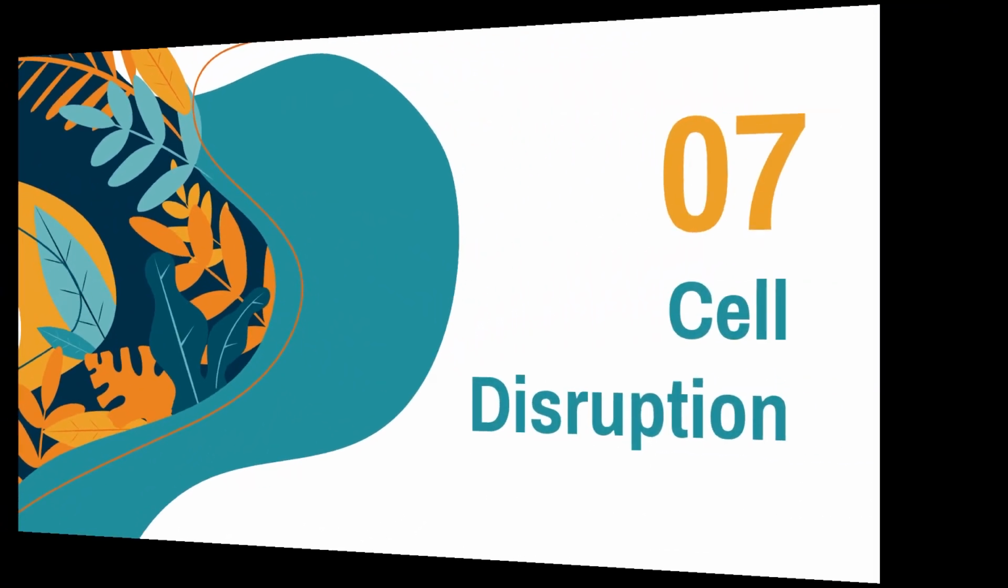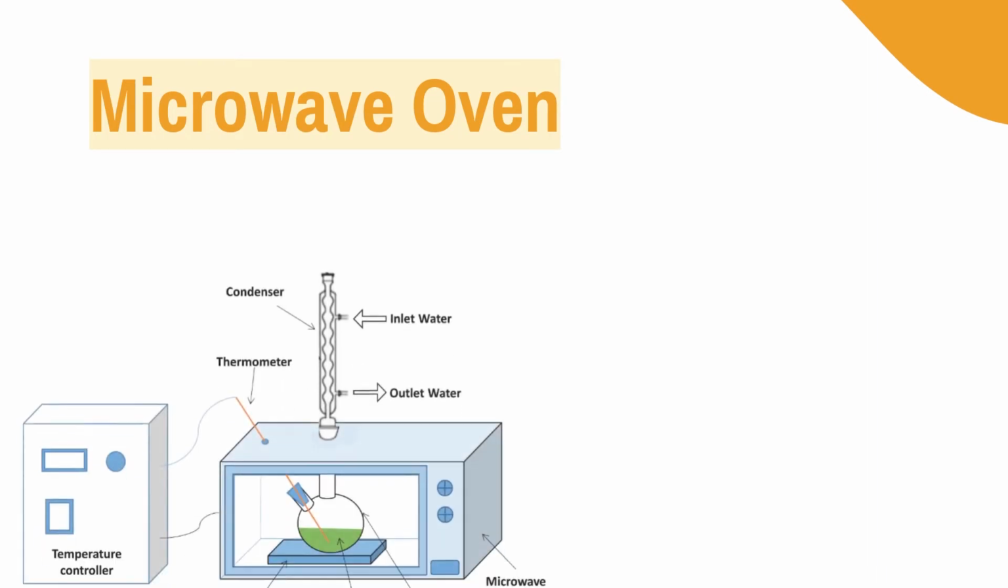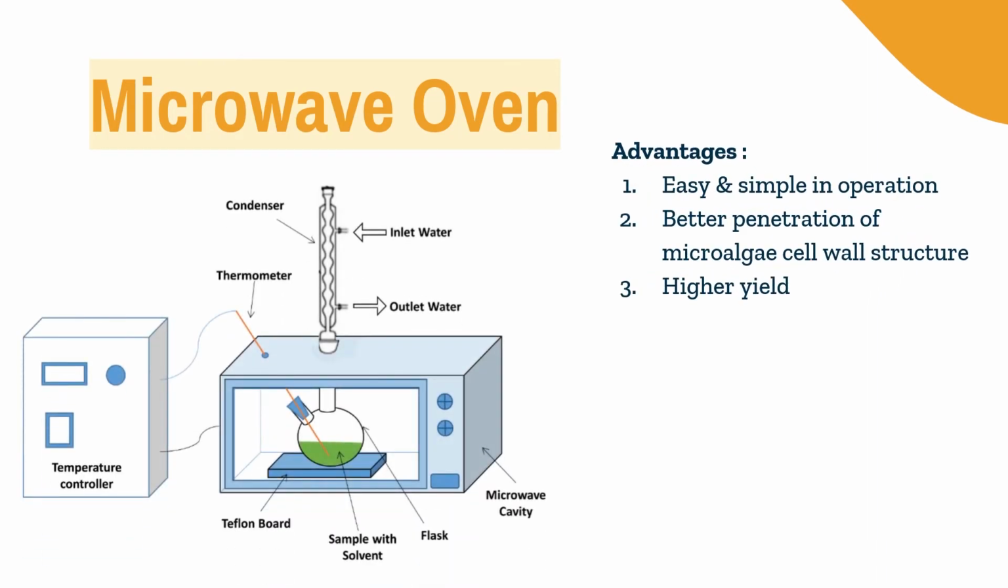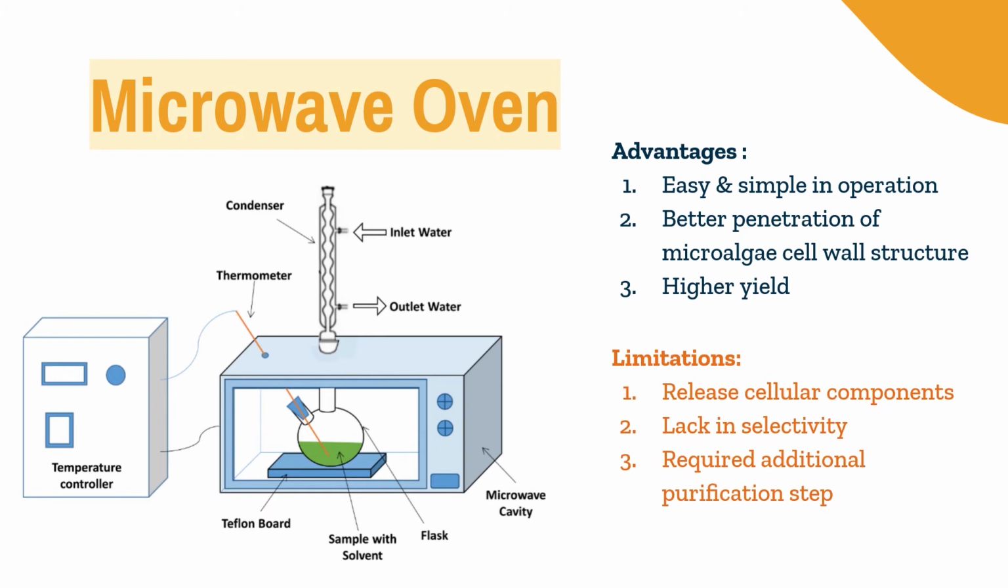For cell disruption, according to a study, the microwave oven method is suggested due to the 2 times higher yield compared to the other methods. Using the microwave oven method, the cell disruption was easy, effective, simple, and penetrated the cell wall better than the other methods. There are also limitations to the microwave oven method, as it releases unneeded cellular components and lacks selectivity, and therefore an additional purification step is necessary.